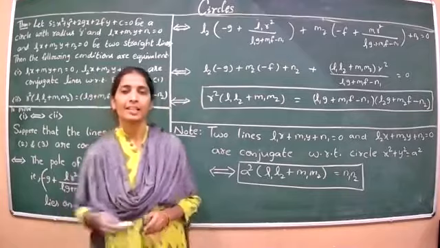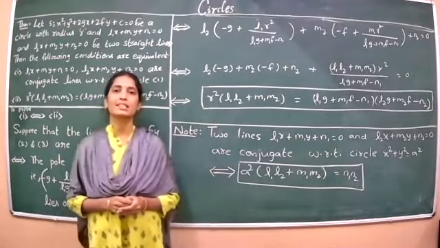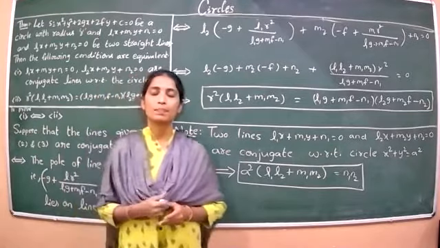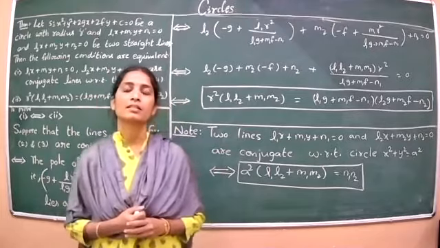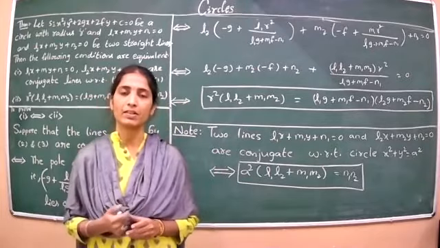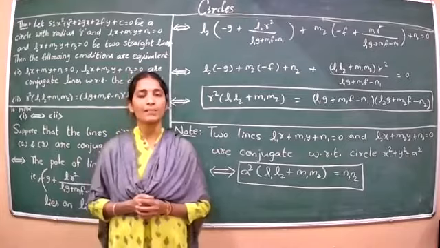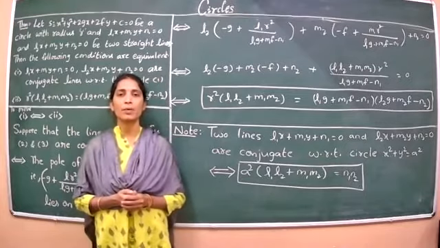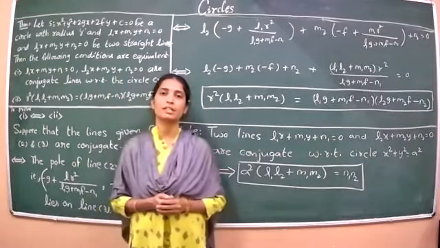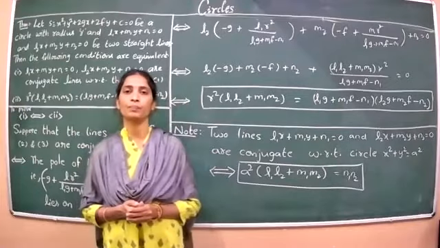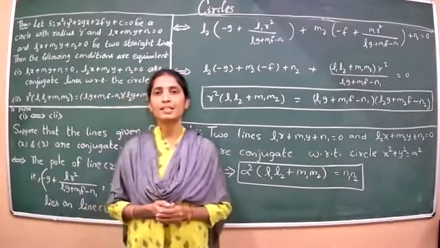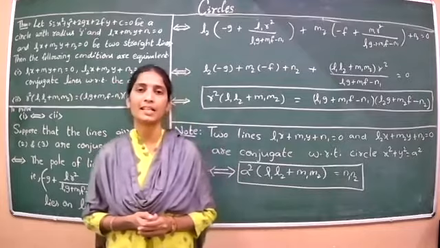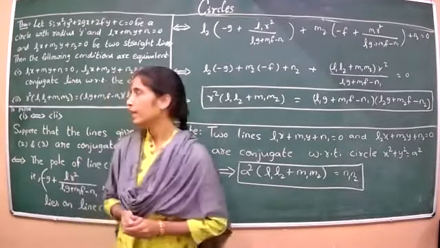Dear children, in the previous class we discussed what the polar of a point P with respect to the circle S = 0 is. And we have seen under what condition the given points are said to be conjugate points with respect to the circle S = 0. And today we will be discussing the condition required for the lines to be conjugate.